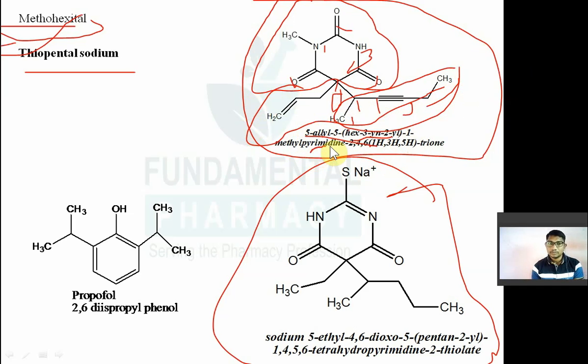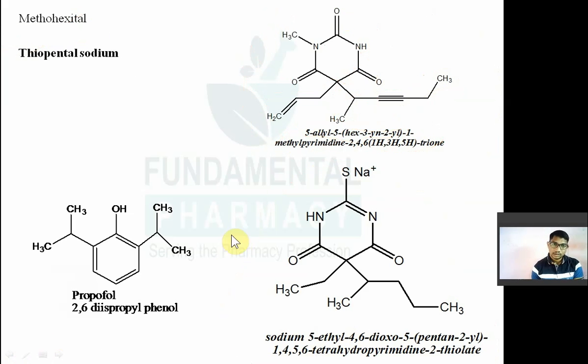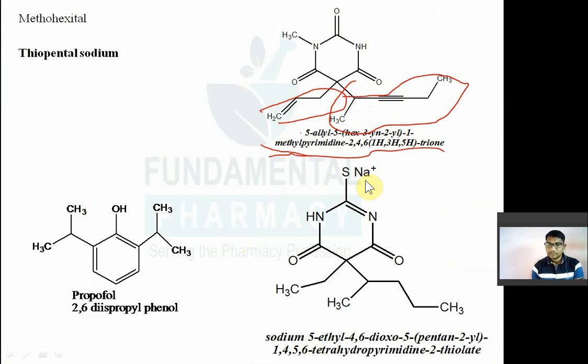5 allyl, 5 hexane 3, 1 methyl pyrimidine 2,4,6 triol. The whole last line, methyl pyrimidine 2,4,6 trion, you can replace with a single word, barbituric acid. So the name will be 5 allyl, 5 hexane 3 allyl, 1 methyl barbituric acid. That is the IUPAC name of your methohexital.